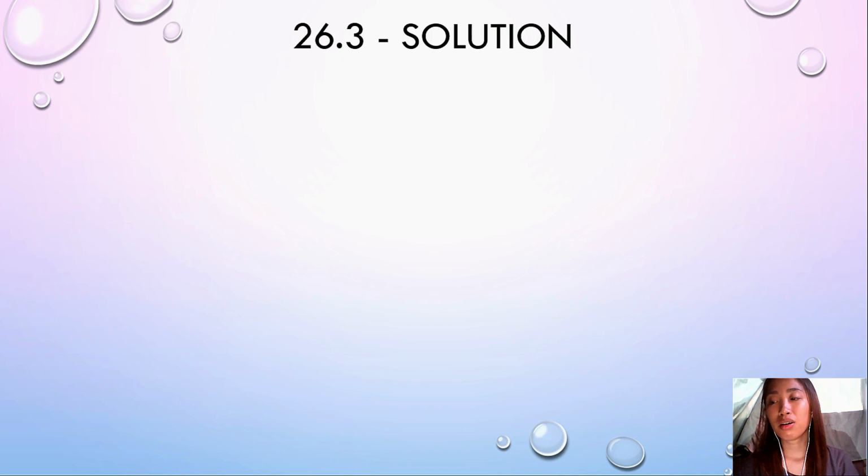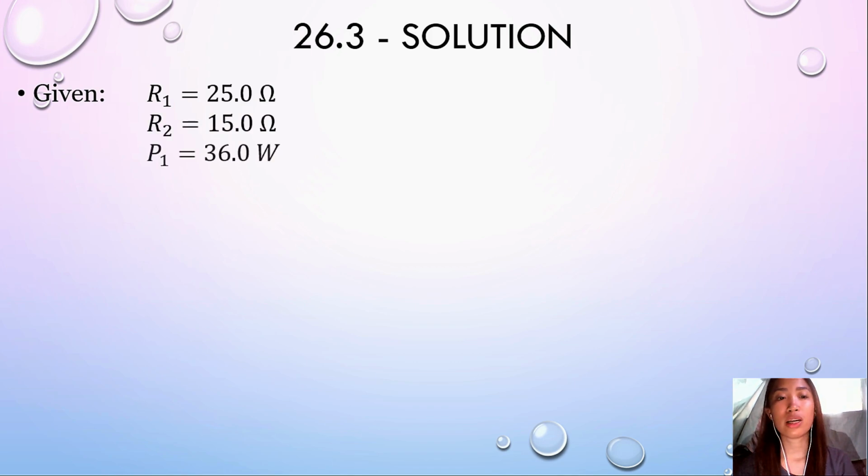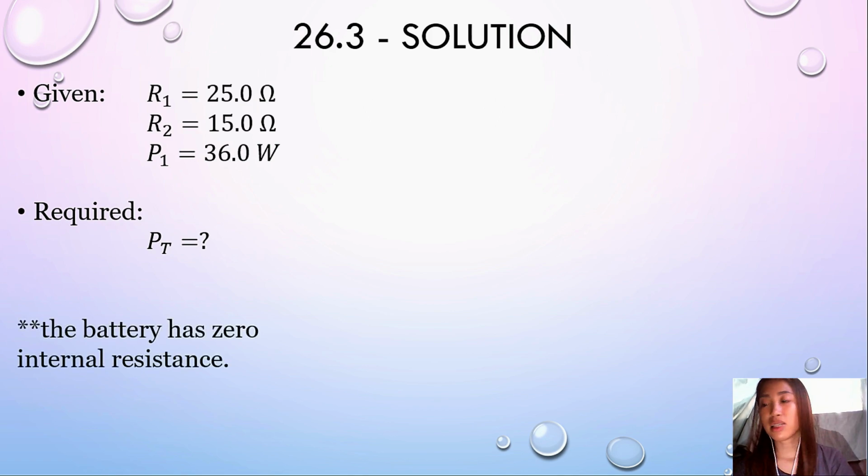So the figure shows the situation where R1 equals 25 ohms and R2 is 15 ohms. The dissipated power by R1 is 36 watts. We want to find the dissipated power by the two resistors. The battery has zero internal resistance. This means that the voltage drop in R1 is the same as the voltage of the battery.